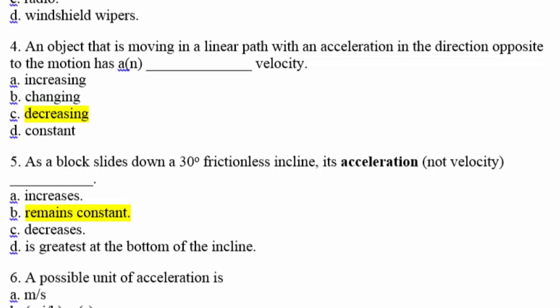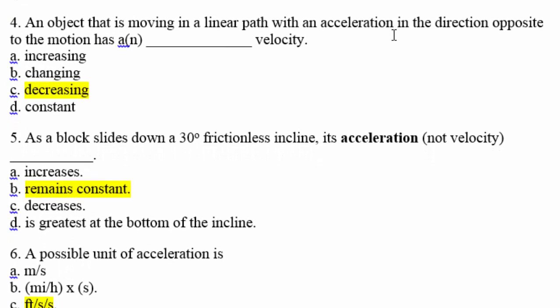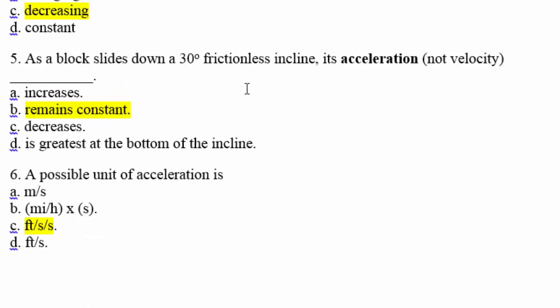The same thing in question number 4. If the object accelerates in the direction opposite to the motion, this means that the acceleration and the velocity have opposite directions, so we expect the velocity to decrease. Remember, when the velocity vector and the acceleration vector are opposite to each other, it will yield deceleration. The motion will be decelerating, and hence the velocity will decrease. An object on an inclined surface, here in question number 5, will also be under the influence of acceleration due to gravity, so the acceleration is constant, ignoring friction and air resistance.